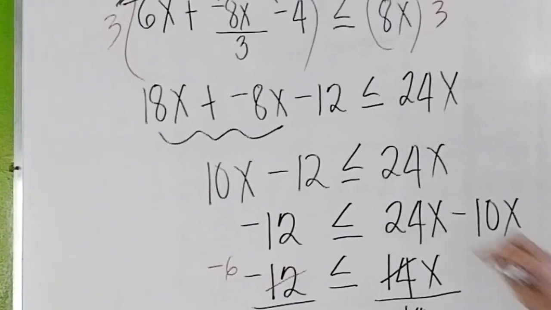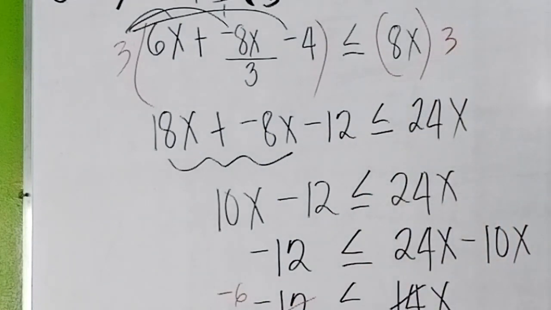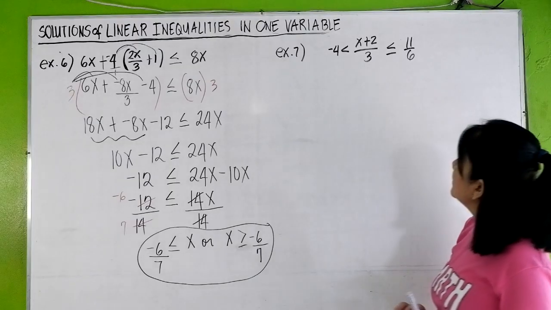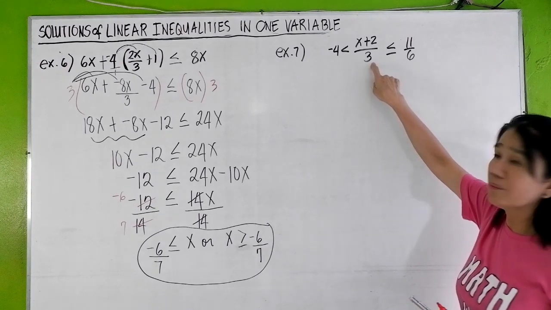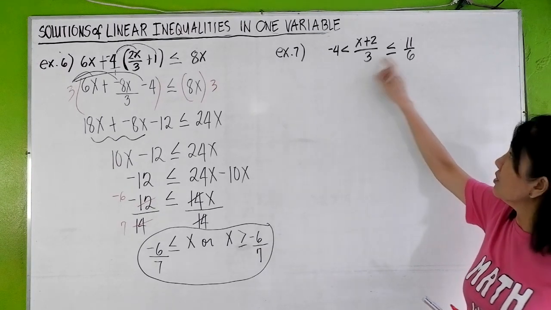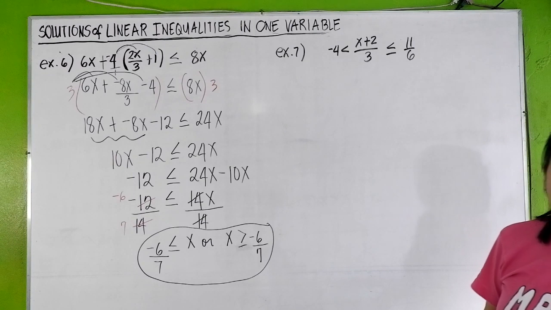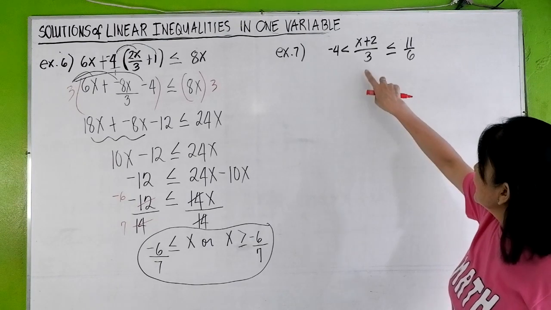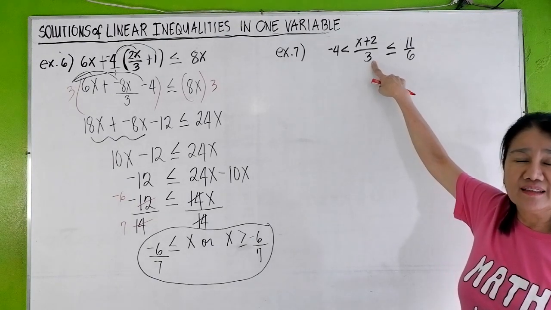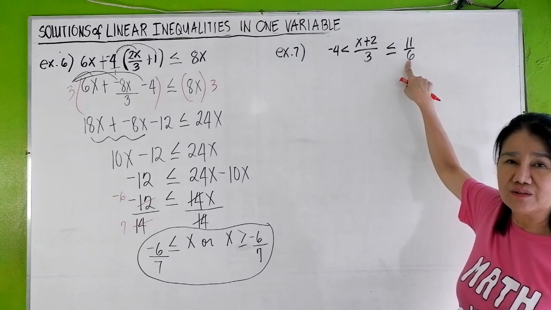Let us say you do not want to multiply 3 here to all sides. That is also correct. You will arrive at the same answer. Now, for example number 7, a while ago I gave you an example with no denominator here. If you observe, it is also a compound inequality, but I didn't put a denominator. Now, in example number 7, I intentionally give you an example with a fraction here so that you will have an exercise on how to do it.